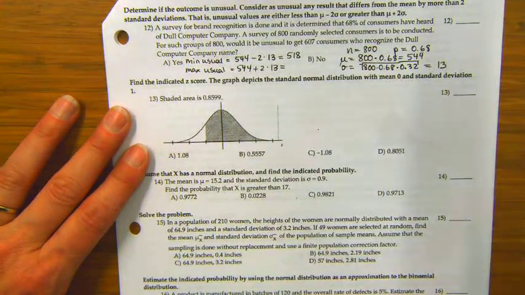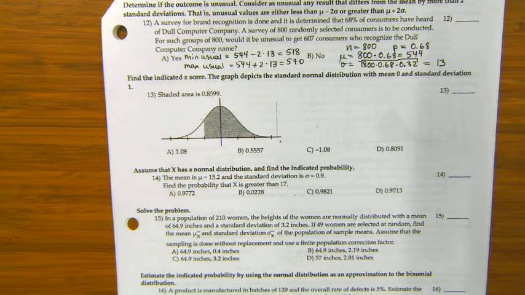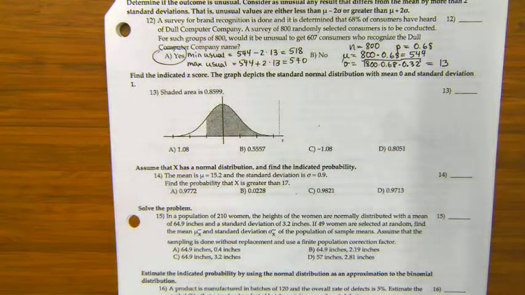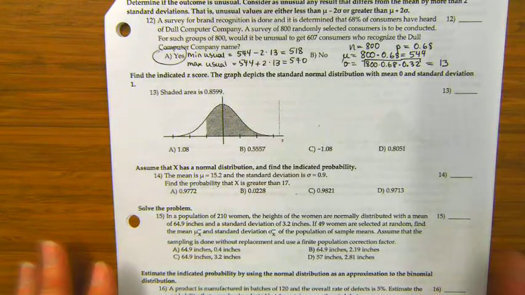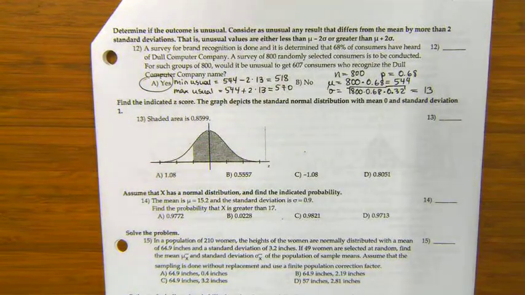So I have 518 for the minimum and 570 for the maximum. So we would expect between 518 and 570 people. So is it unusual to get 607? Yes, because it's greater than the maximum. Yes, question? How did you do 0.32? So Q is 1 minus P. So 1 minus 0.68. I always make those two add up to 1.